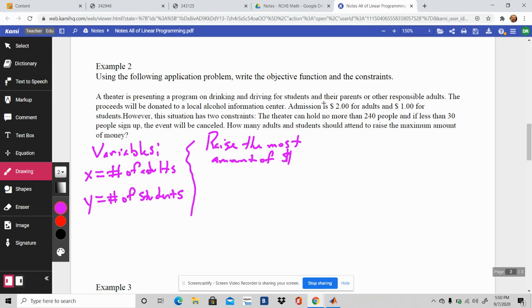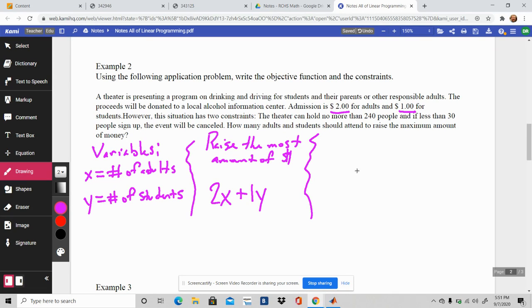So what we need to do is go back through here and figure out, what's the money? Where's the money going to come from? If you're going to be having a program, you're going to be making money off of the admission. It says the admission is $2 for adults and $1 for students. So $2 for adults, so 2 times however many adults there are. Hey, we have a variable for that. So that's going to be 2x plus $1 for all of the students that are there. So here is what's called our objective function. This is what's going to give us how much money they make from this program.